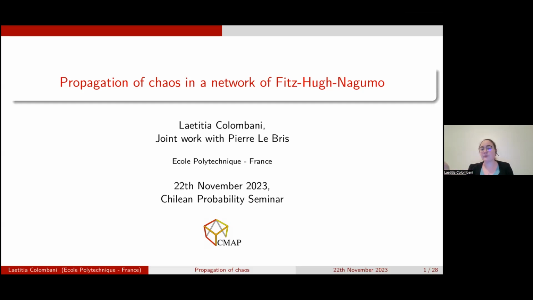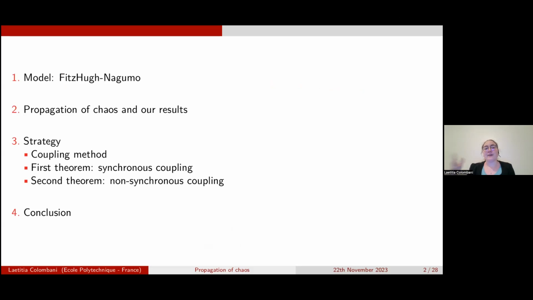So I will explain what I mean by FitzHugh-Nagumo. I will describe the model and what is important for this model. And then I will explain what I mean by propagation of chaos and what our results are. And eventually I will present the strategy, so the methods we implemented to prove our results.